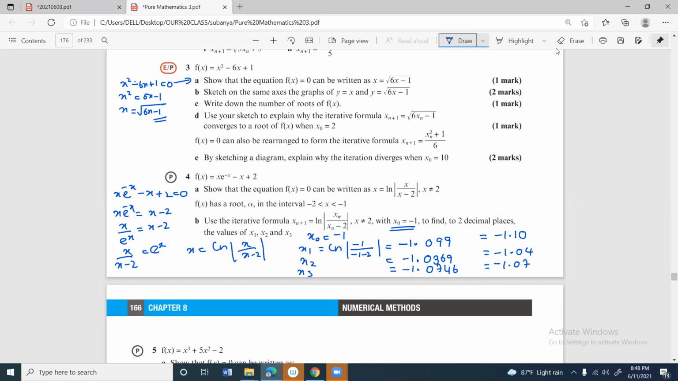In this case, none of these values are similar. Two consecutive values are not similar to each other. In such a situation, we should write the last iteration as the answer correct to that accuracy. So the solution becomes minus 1.07. That's a way of getting this. If they are not tallying, we take the last iteration value for the given significant figures. That's a way of doing this question.